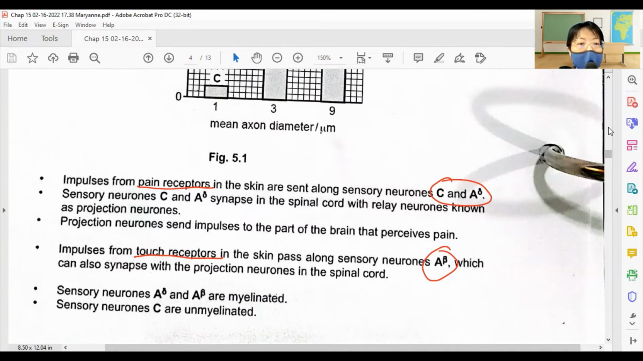Okay. Impulses from touch receptors. So this is another one. Touch receptor. Okay. Send along the sensory neuron, which is A beta, which can also synapse with the projection neurons in the spinal cord. Never mind. Sensory neuron A delta and A beta are myelinated. Sensory neuron C are unmyelinated. Okay, so all knowledge you know, right? Diameter of axon, myelinated, not myelinated, receptors, sensory neuron, and so on. All this you know.